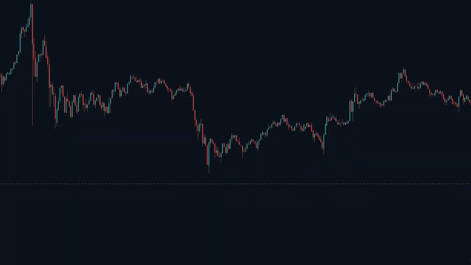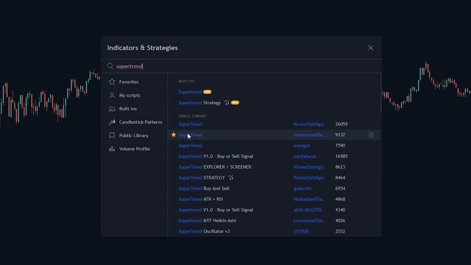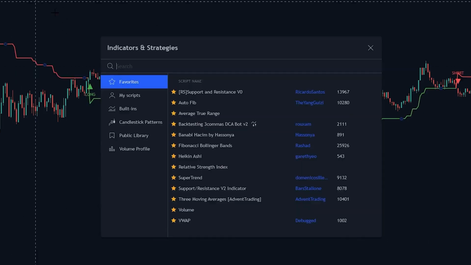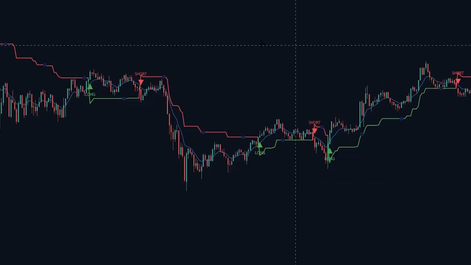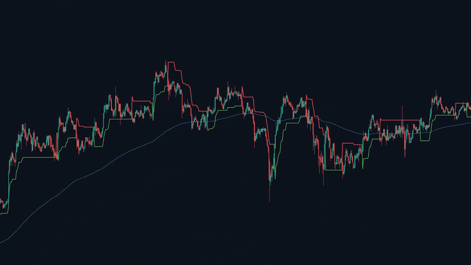Go to the Indicators tab, add the Supertrend indicator and just keep the default settings. Next, add the exponential moving average and change the length to 200. Now that we have the indicators set up, let's move to how to actually use this strategy.